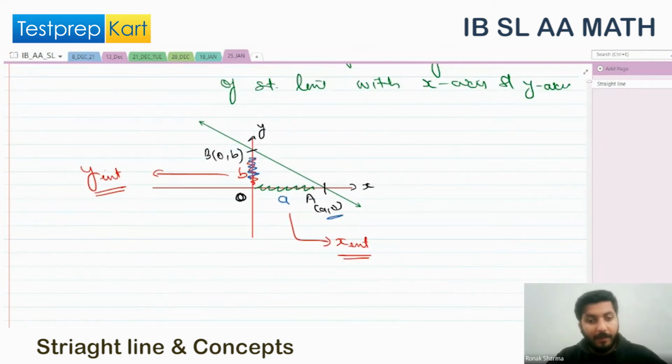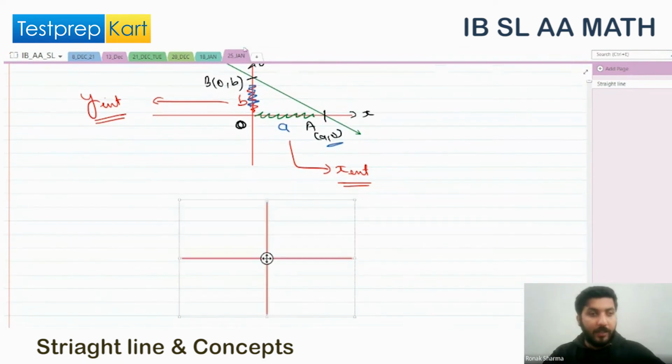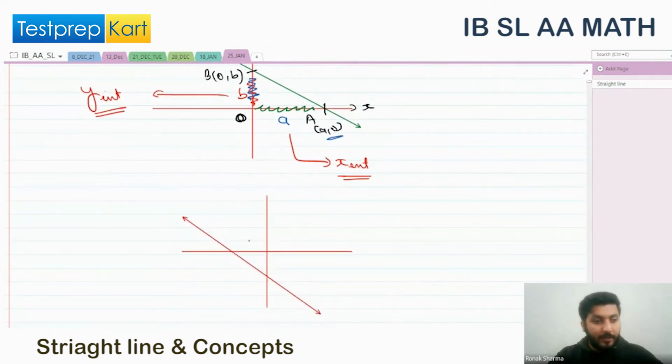It can be positive, negative, anything. Let's say if I have a line like this, and then this line is going like this. So let's say this point is minus 3 comma 0. So what will be the x-intercept here? That is minus 3. Let's say this point is 0 comma minus 4. So what is the y-intercept here? Minus 4. Getting the point?